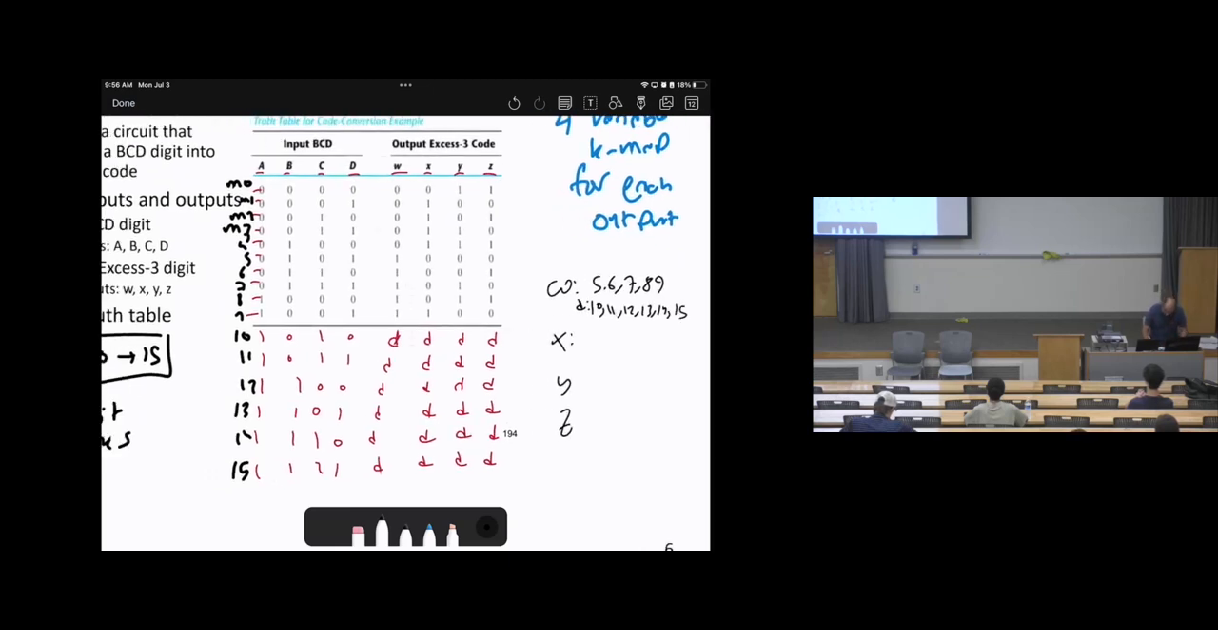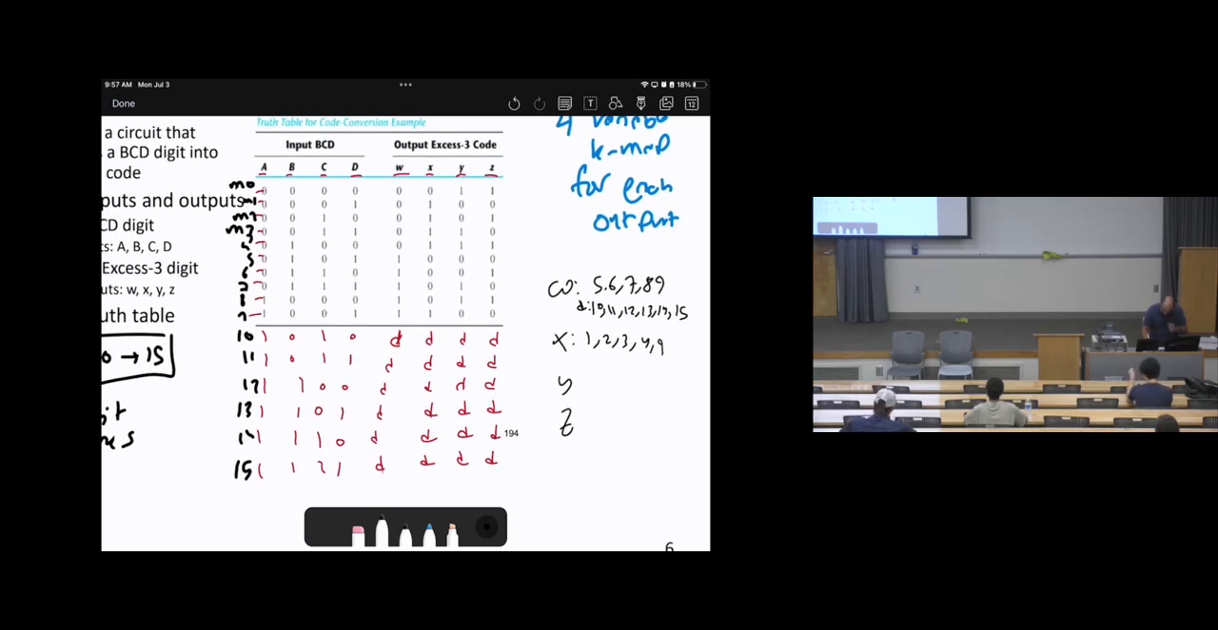How about variable X? It will be 1, 2, 3, 4, then number 9. How about variable Y? 0, 1, 2, 3, 4, 7, 8. How about variable Z? 0, 2, 4, 6, 8. And again, don't forget the don't cares.